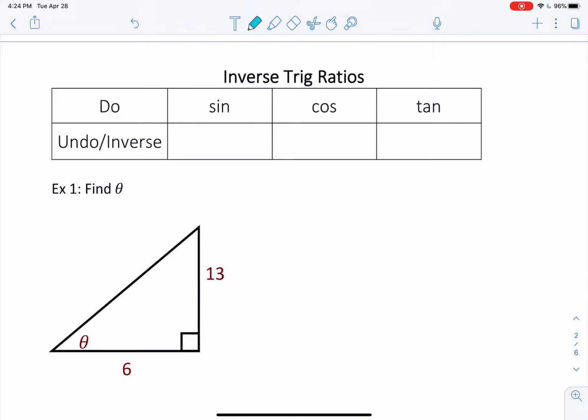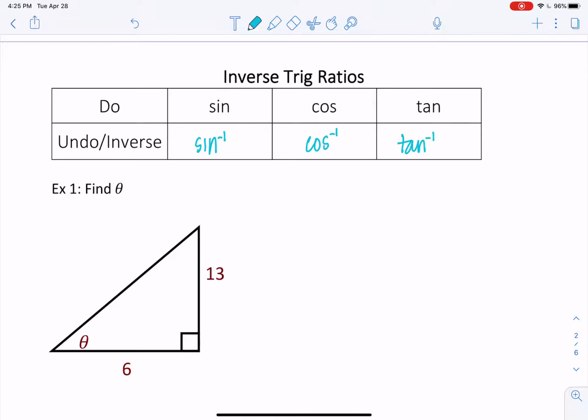So inverse trig is about undoing sine, cosine, and tangent. To undo sine, we have inverse sine. To undo cosine, we have inverse cosine. And to undo tangent, we have inverse tangent. So for example, in the triangle below, we want to find theta.